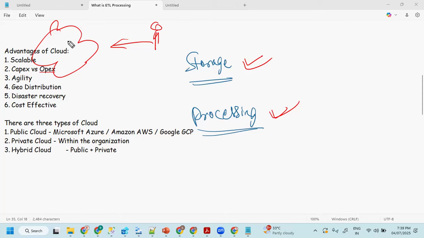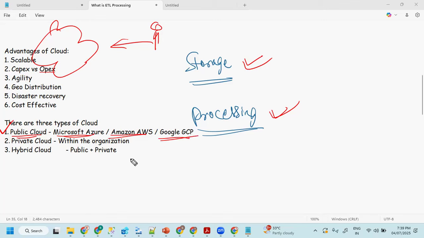If I wanted to take the services from there, then you need to understand what are the different types of cloud systems we're having in the market. But mostly we are going to use only public cloud, 99%. So public cloud is important. Microsoft Azure is a public cloud. Amazon AWS is a public cloud. Google GCP is a public cloud.